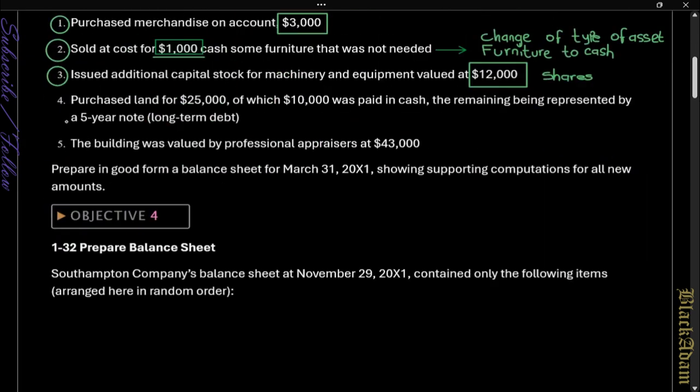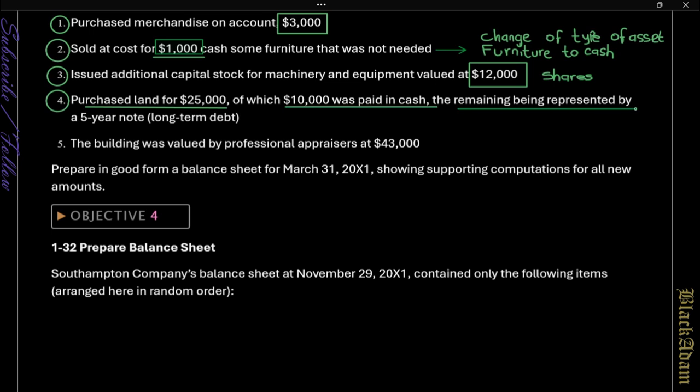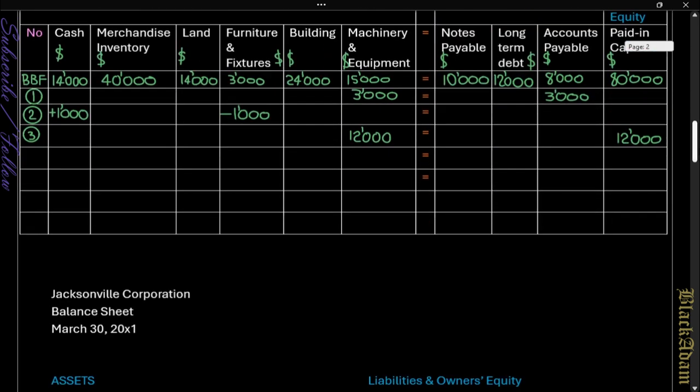So machinery and equipment 12,000, and then the next purchase was land for 25,000, and we paid 10,000 cash, with the remaining being a 5-year loan. So we owe a loan for 5 years, long term. Anything more than 1 year is long term. So the original price is 25,000, and the land cost 25,000, which is an asset. So we record that as an asset.